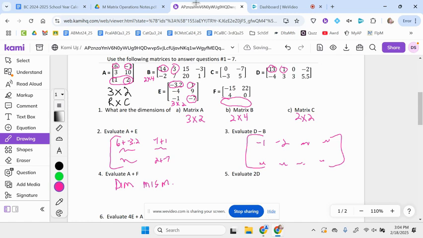What's 2D? 2D is just called a scalar multiple. 2D would just be 2 times this matrix, and actually you just distribute the 2 and multiply every component of this matrix by that. By the way, I just remembered on the video Friday that got destroyed, I mentioned that, right?